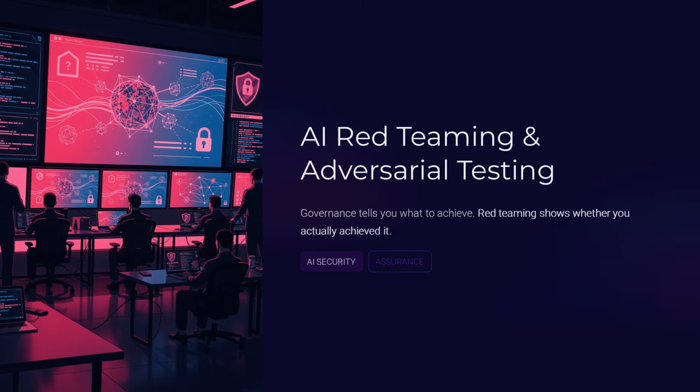In the previous lecture, you explored artificial intelligence governance and regulatory compliance, where the enterprise must demonstrate responsibility, transparency, and measurable assurance. Now you are moving into the practical assurance engine that makes governance real. Artificial intelligence, red teaming, and adversarial testing. Governance tells you what you must achieve. Red teaming and adversarial testing show you whether you actually achieved it.